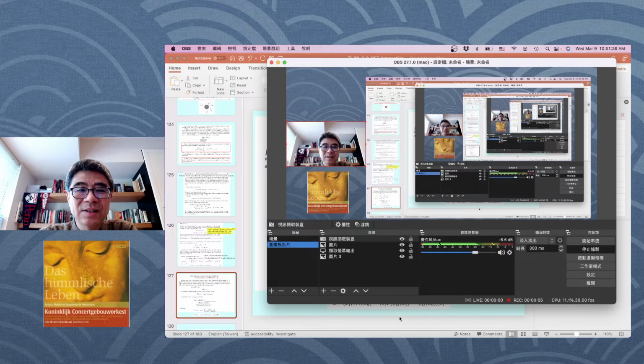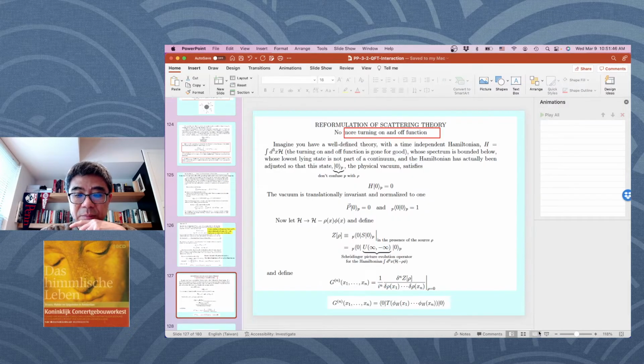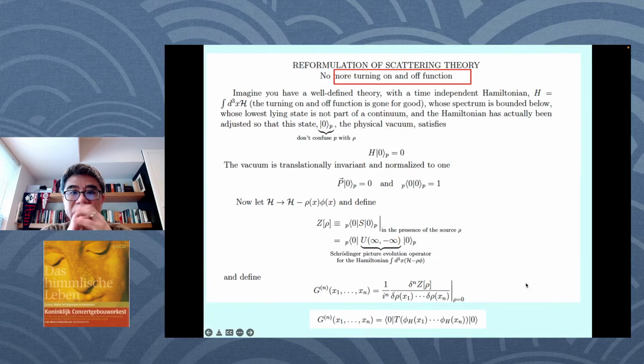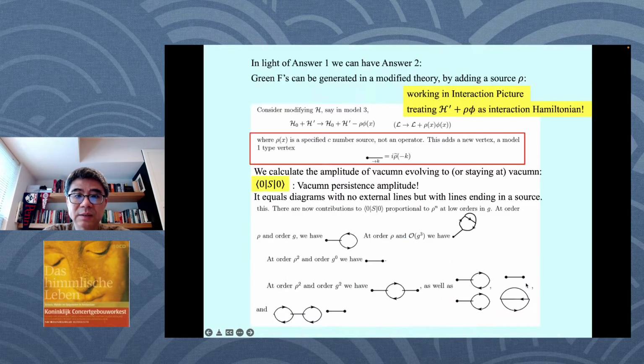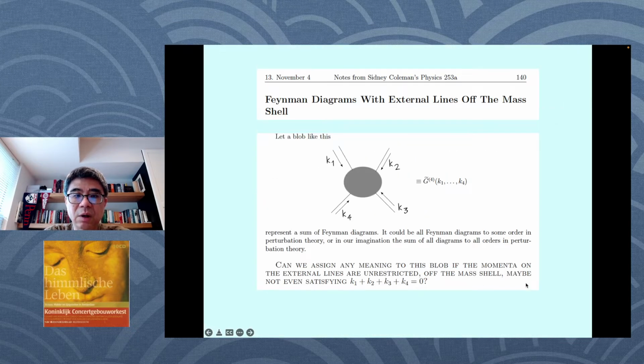Hello. Hi. So the first section of this week will be finishing off what we left last week to reformulate the scattering theory, or I call it the luxury version of scattering theory. Remember what I did last week is to work on the Feynman diagram with external lines of the mass shell. We call it the mass shell Green function.